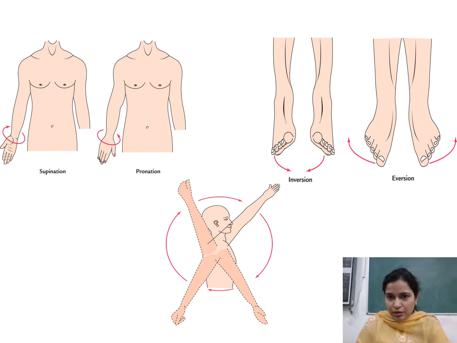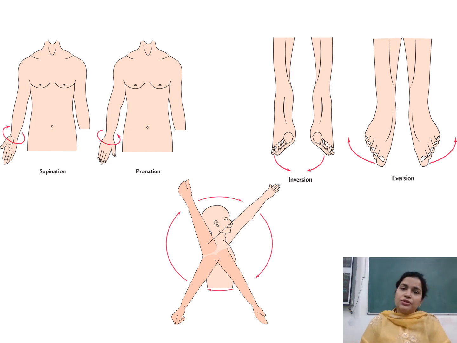Inside the intertarsal joints and small joints of the foot, this movement takes place, that is inversion and eversion movements. These movements take place with the help of muscles, how the muscles contract and produce different movements and how they act on the joints.